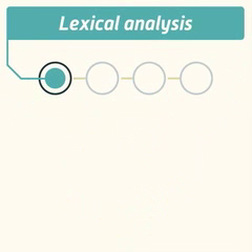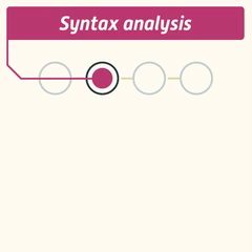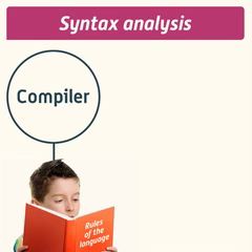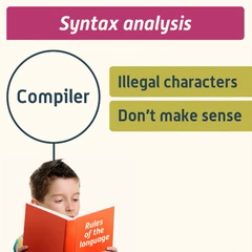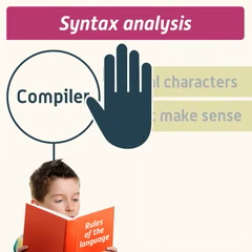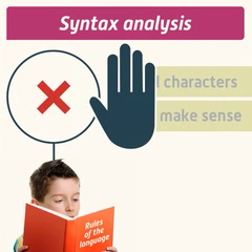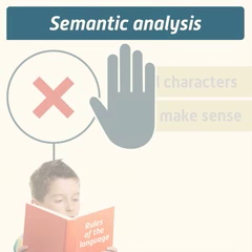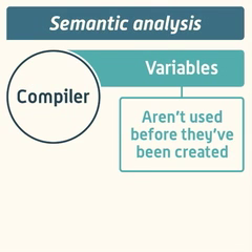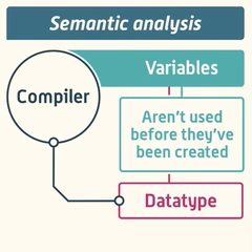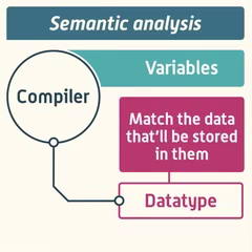After lexical analysis comes syntax analysis. During this stage, the compiler checks that all of the rules of the language have been followed. If any illegal characters are found, or if any lines don't make sense, compilation is halted and the programmer is alerted. Next comes semantic analysis. Here, the compiler checks that variables are not used before they have been created. The compiler also checks that the data type of these variables match the data that will be stored in them.